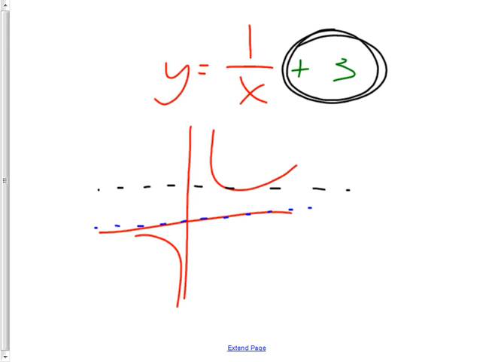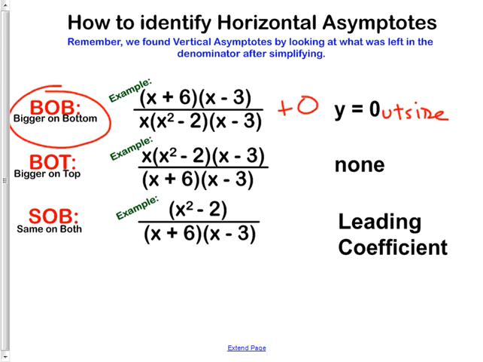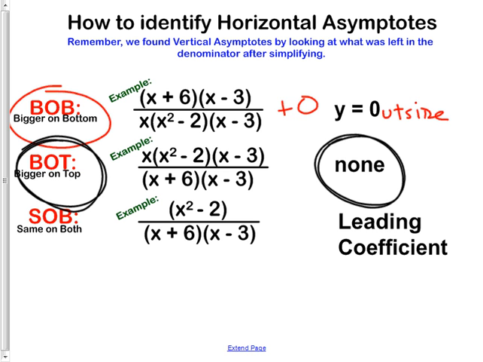The asymptote is going to be whatever's on the outside of the fraction. All right, back to the next kind. This is, again, something I would want to take notes on. Bigger on the top, there are no asymptotes.